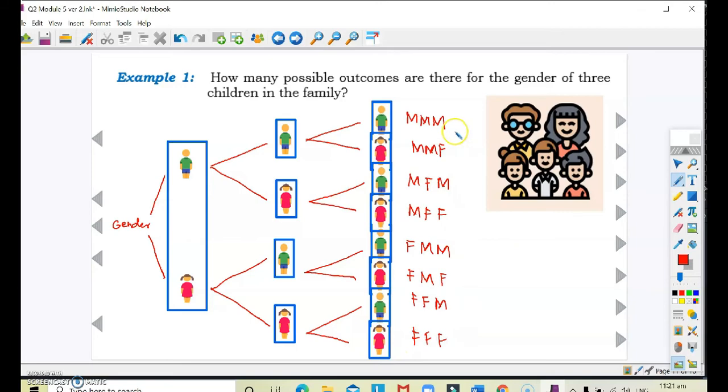Now, how many possible outcomes do we have? We have 8 possible outcomes, and this is what we call the sample space.